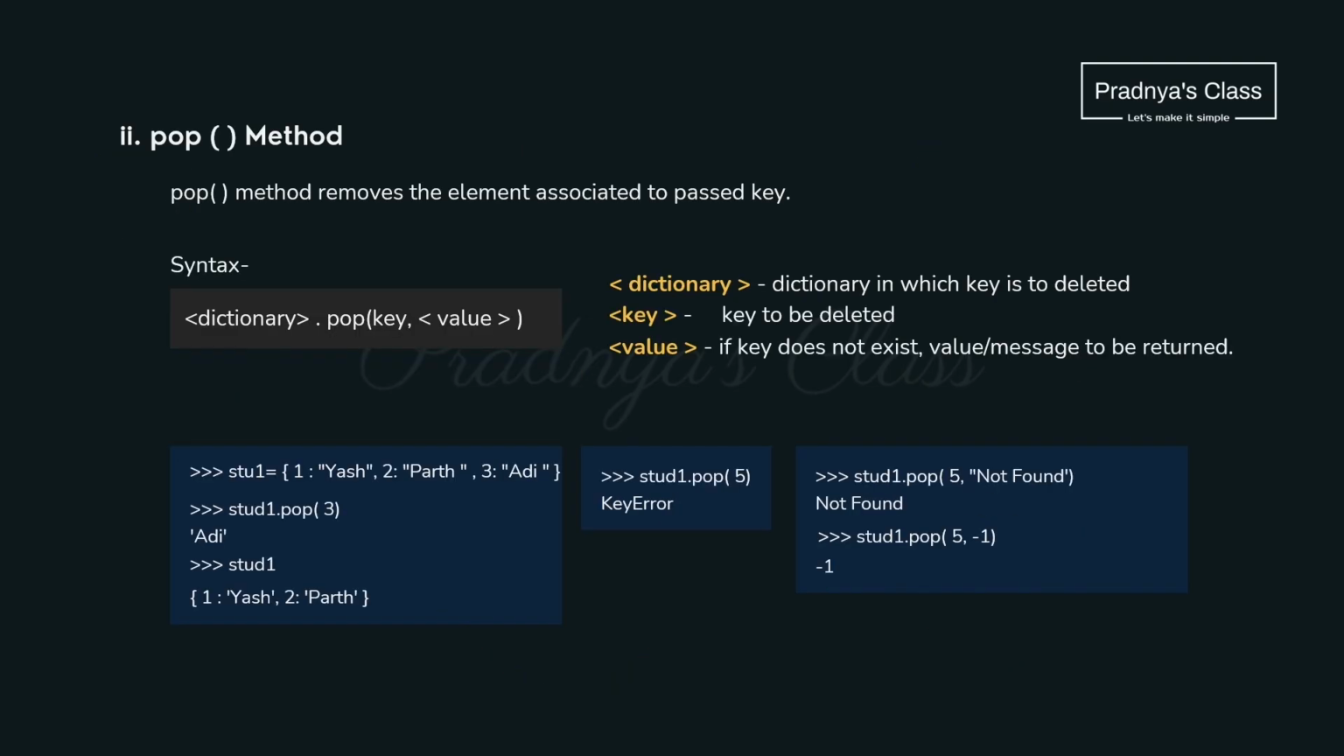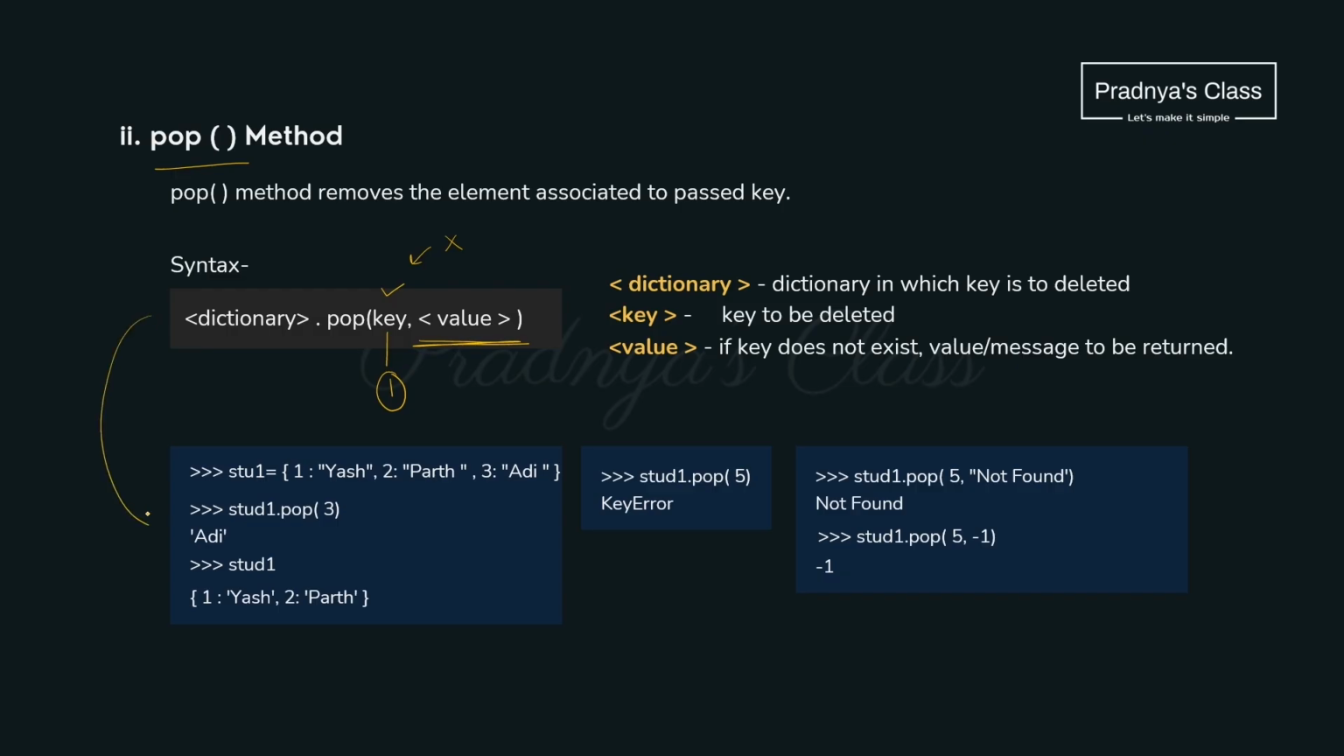The second option to delete an element from the dictionary is the pop method. Pop method we have also discussed in case of list, but here the syntax is different. In case of dictionary, we must provide the first parameter as key. If the specified key doesn't exist in the dictionary, we will be getting an error. To avoid that, we can provide this value.